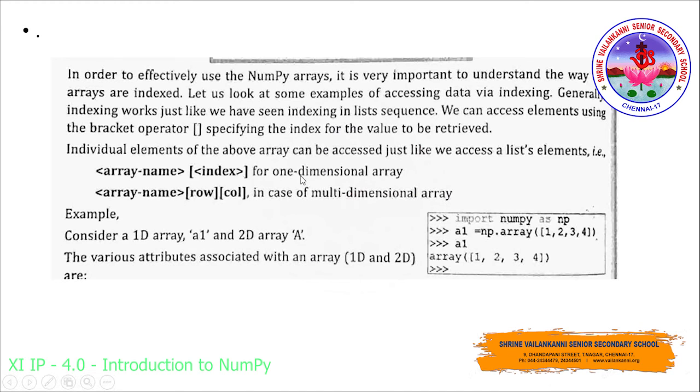So if you see here, as I have told you, if it is a one-dimensional array, we will be specifying only the index position. And if it is a multi-dimensional array, we will be having rows and columns, right? To work with NumPy arrays, it is highly important to understand the way the arrays are indexed. So based on that, we are going to discuss a few examples now. Here, again, they have created a NumPy array by passing only a single list, which means 1, 2, 3, 4 is a single list which we have passed to the array method. And when you print this array, the single array gets printed.